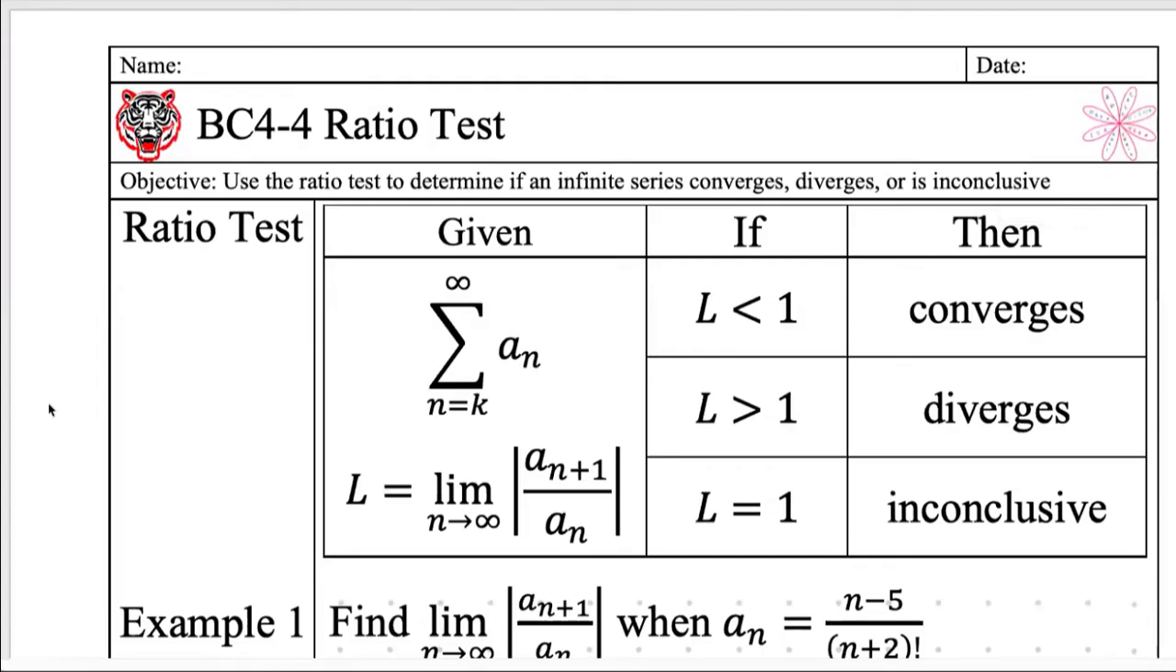All right, so this is AP Calculus BC lesson 4-4. This is the ratio test. We had some review on how to do some of these tricks yesterday.